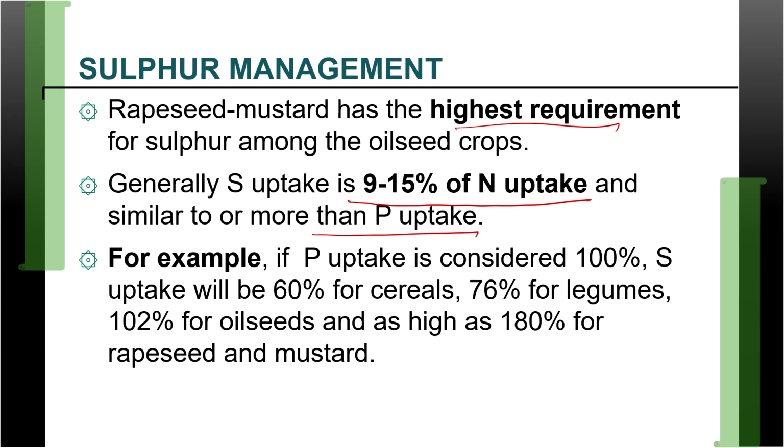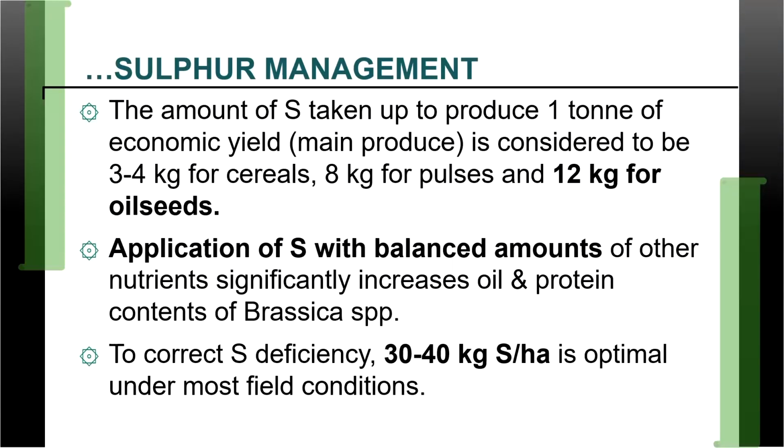For example, if P uptake is considered 100%, sulfur uptake will be 60% for cereals, 76% for legumes and 102% for oilseeds, and as high as 180% for rapeseed and mustard. This shows the importance of sulfur in rapeseed and mustard crops. Now, the amount of sulfur taken up to produce 1 ton of economic yield, that is main produce, is considered to be 3 to 4 kg for cereals, 8 kg for pulses and 12 kg for oilseeds. So again you see the value of sulfur in oilseed production.